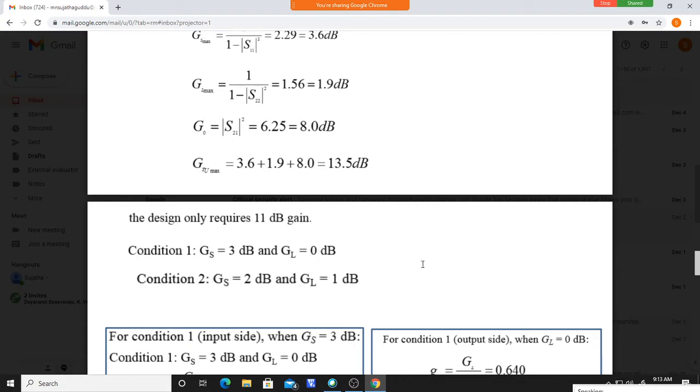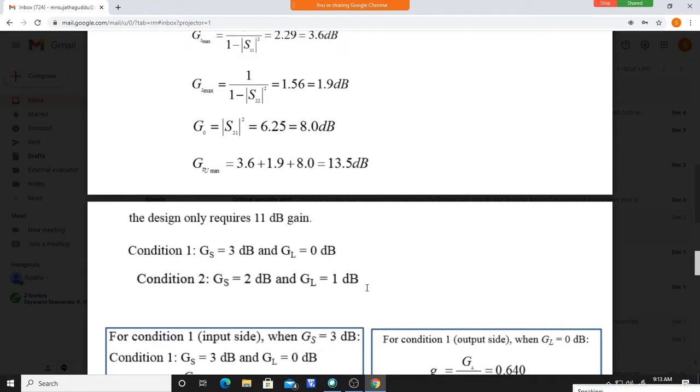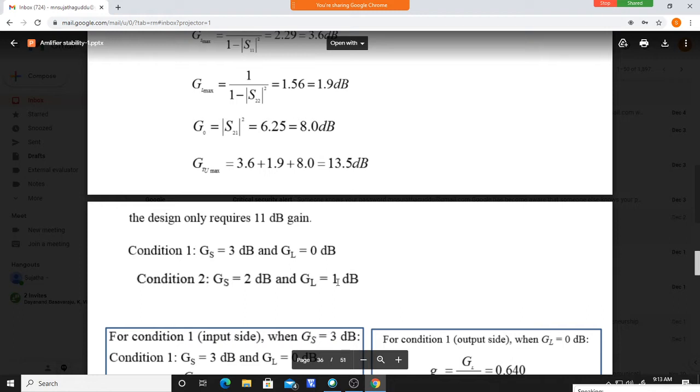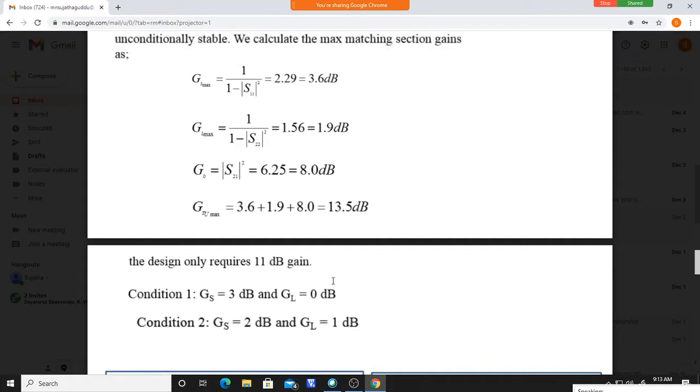So GS 2 dB and GL 1 dB, most of you took, and we got 11 dB. Another combination is also there. It need not be 2 dB and 1 dB, because we have 3.6 dB here. You can take GS as 3 dB itself, and you can take GL as 0 dB. GL 0 dB and GS 3 dB, then also you will get 11 dB. That is correct. Some students may do like this, but most of you I think copied, that's why all of you took 2 dB and 1 dB. But one more thought: because 1 dB is there, why should we take 0 dB?